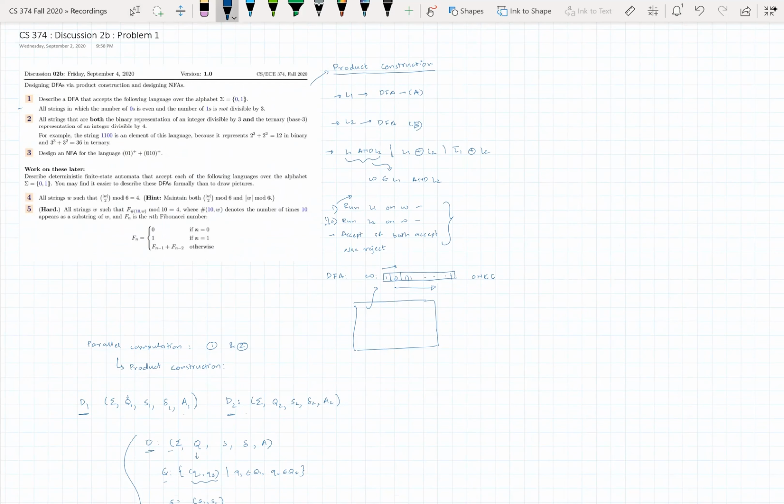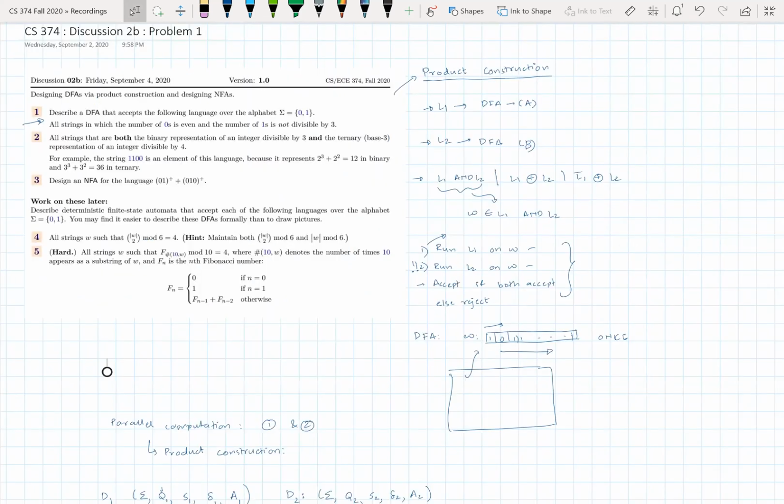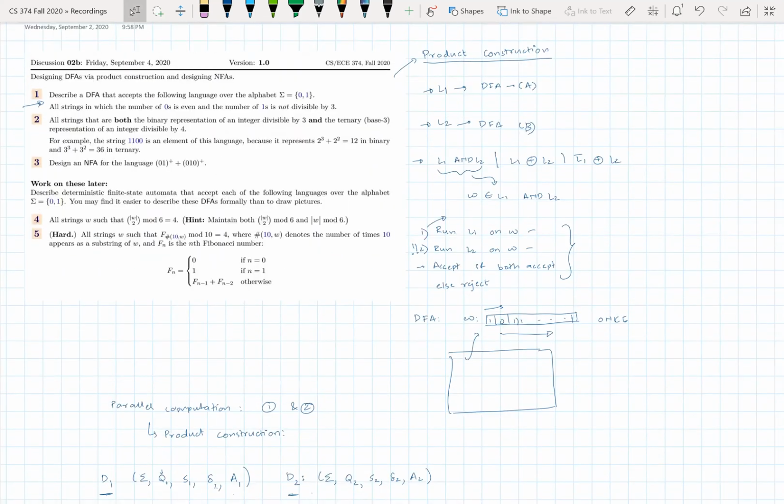So let's see what our first question is. We want to describe a DFA that accepts this language over 0, 1. Whenever you are faced with a question, just highlight all parts that are giving you information. So what all do we get here? We get sigma is 0, 1. We need this and this over here. Then what are the two DFAs that we are going to add? There is all strings in which the number of zeros is even, and all strings in which the number of ones is not divisible by 3. Okay, so let's write it.